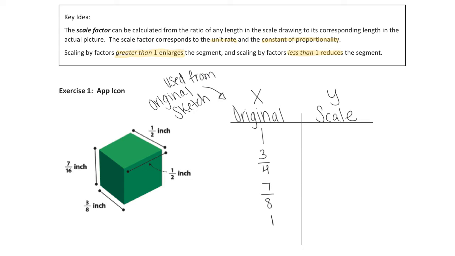Now you can see that I have created and set up this chart for you. Please take note that the numbers over here are from the original sketch that we used in the previous problem. Go ahead and pause your video to create this table. Now, by looking at this image over here, this will be my Y as my scale. So I am going to use the lengths and put them with the appropriate lengths over here. Go ahead and pause the video and take time to fill out the rest of the table.